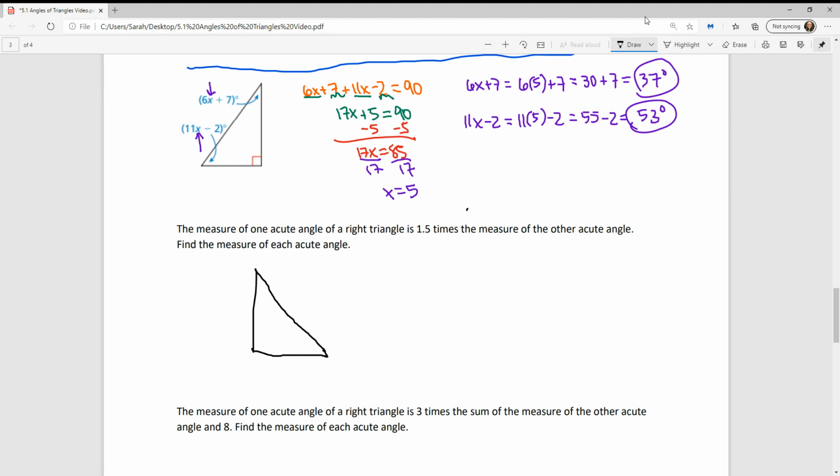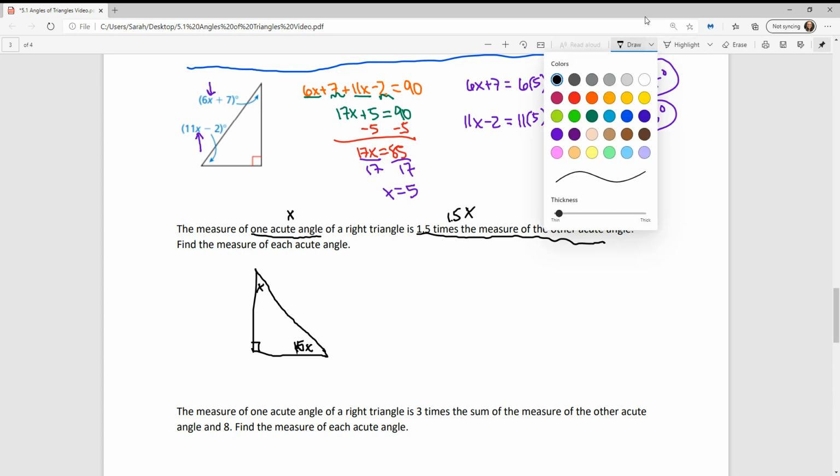And your picture does not have to be very good. You can see mine's not too great. We have one acute angle. We don't know the measure of that, so we'll just call it x. The other one is 1.5 times the measure of the other acute angle. So the other one is 1.5 times whatever the other one is. The other one is x, so this is going to be 1.5x. They want us to find the measure of each acute angle, which is what we did back here.